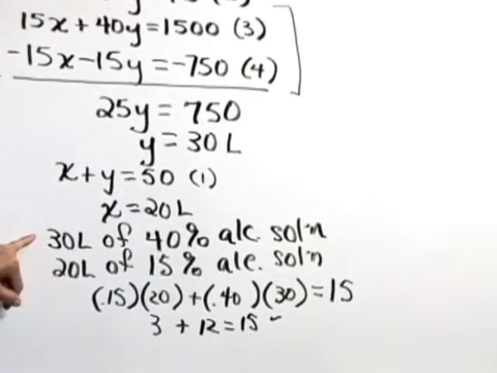And so we want to use 30 liters of the 40% alcohol solution and 20 liters of the 15% alcohol solution.